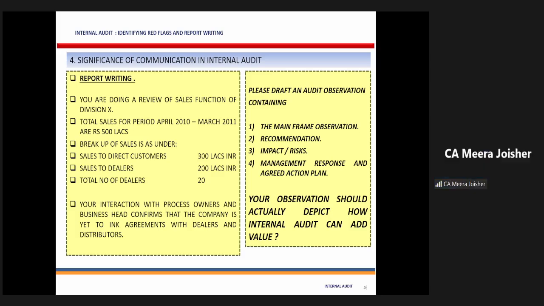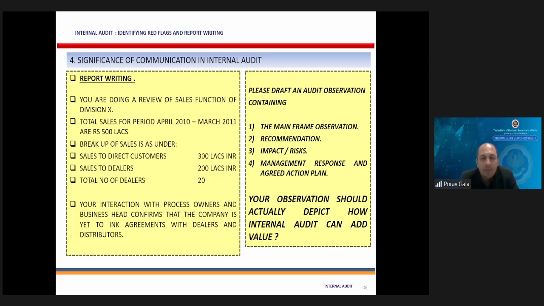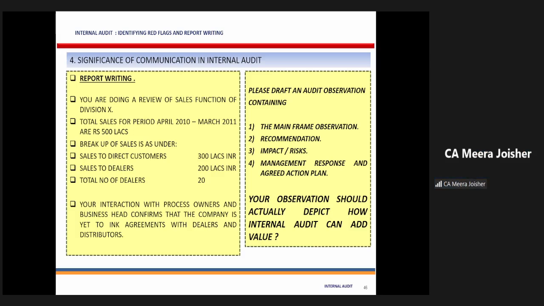Kinjal ma'am says sales of 200 lakhs is not backed by an agreement and the company might face dispute in future at the time of collection if the customer refuses to make the payment. The recommendation is before providing service, the company should ensure an agreement is in place or some MOU is undertaken. Very good, Kinjal. Couple of more responses, and then I will show you the ideal language.